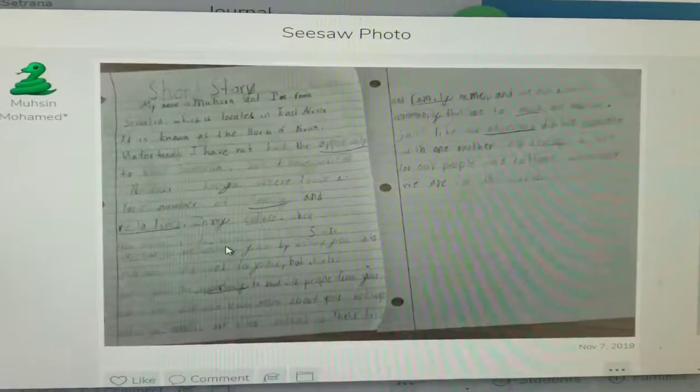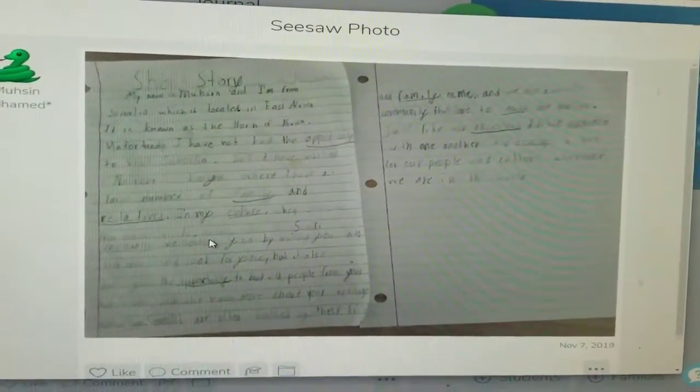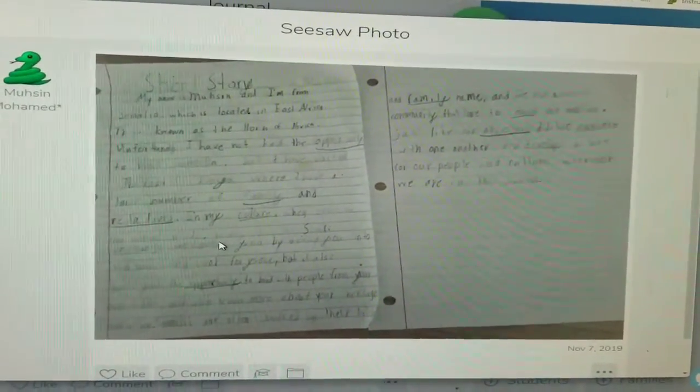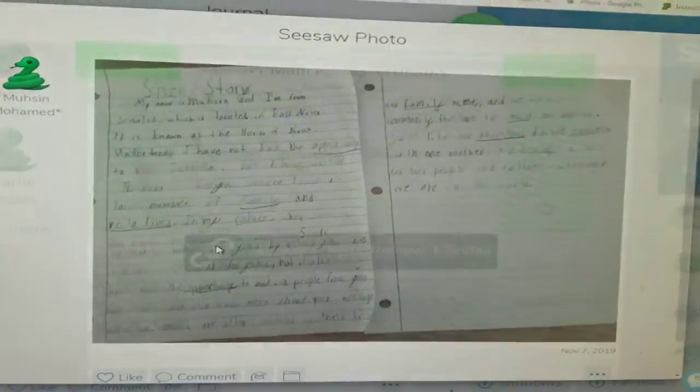This way the parents are always connected. They always know what's happening in the class, and they can partner with you to make sure that their child is successful in the classroom.